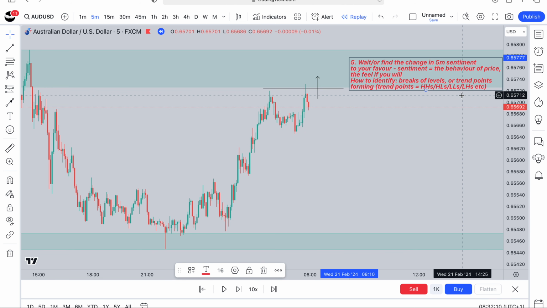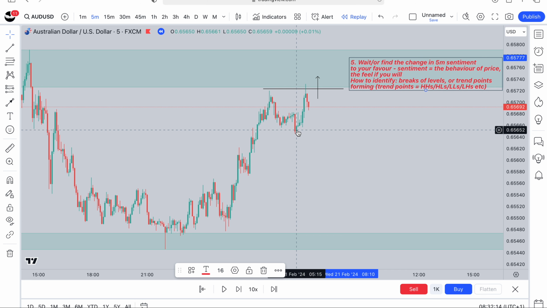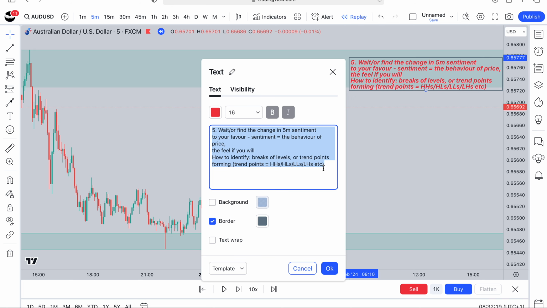We're looking to sell. We obviously want to see lower lows and lower highs. Okay, we can see lower high, lower low. And as soon as you've got that sentiment shift, bang. Okay? Things to be aware of.